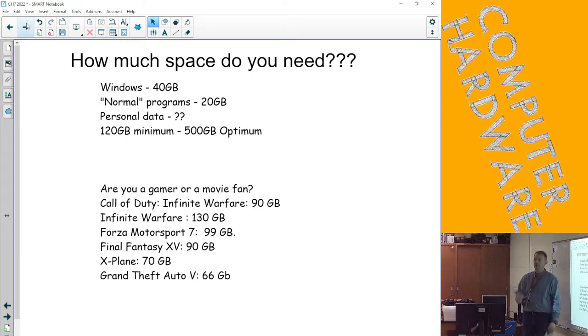So when people ask me how much do I need, I don't know how to answer that because it depends on what you're going to do with it. But in a laptop, you can only hold 1 drive. Usually, there's a couple that hold 2. So you have to plan for what you're going to do with it.